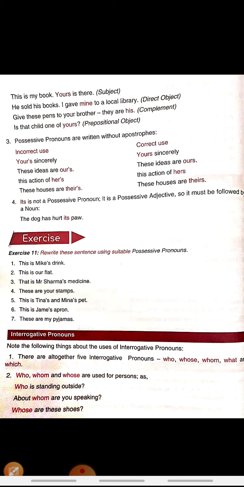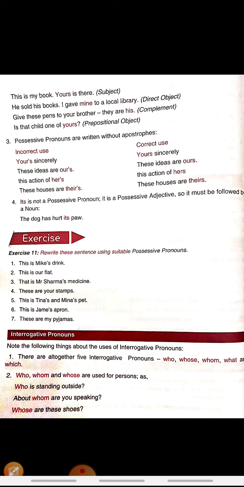Now coming to the next type, interrogative pronoun. Interrogative means to ask a question. So the words which we use to ask questions are the interrogative pronouns, and you know what interrogative pronouns are. WH words we use as interrogative pronouns. As I told you, what is used for asking questions about things, who, whom, whose we use for asking questions about persons, and which is used for a particular person or thing.